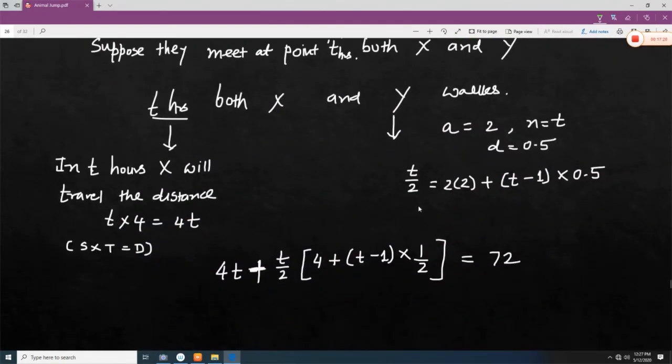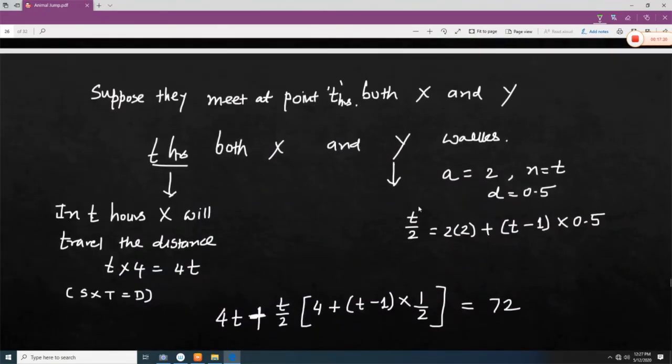Suppose they meet at a point after t hours, both x and y. So in t hours, x will travel a distance of, so we have to find out the distance. Yes, the distance is equal to speed into time. Time we assume as t, and 4 is the speed of the first boy. So 4t is the distance travelled by the first boy.